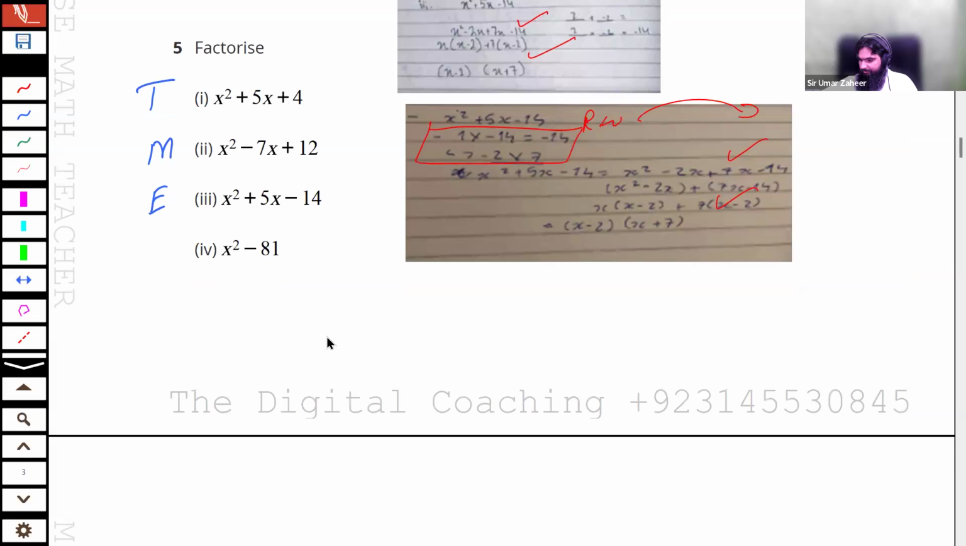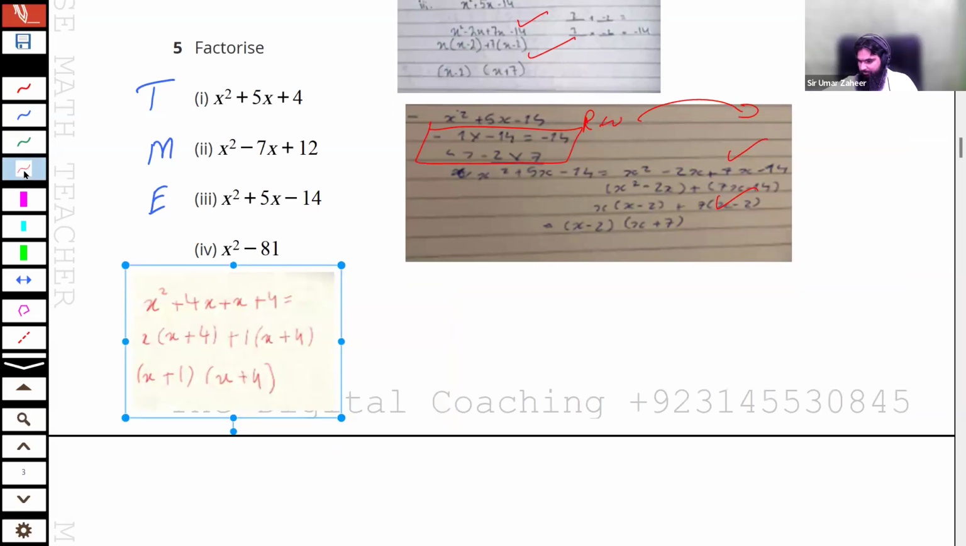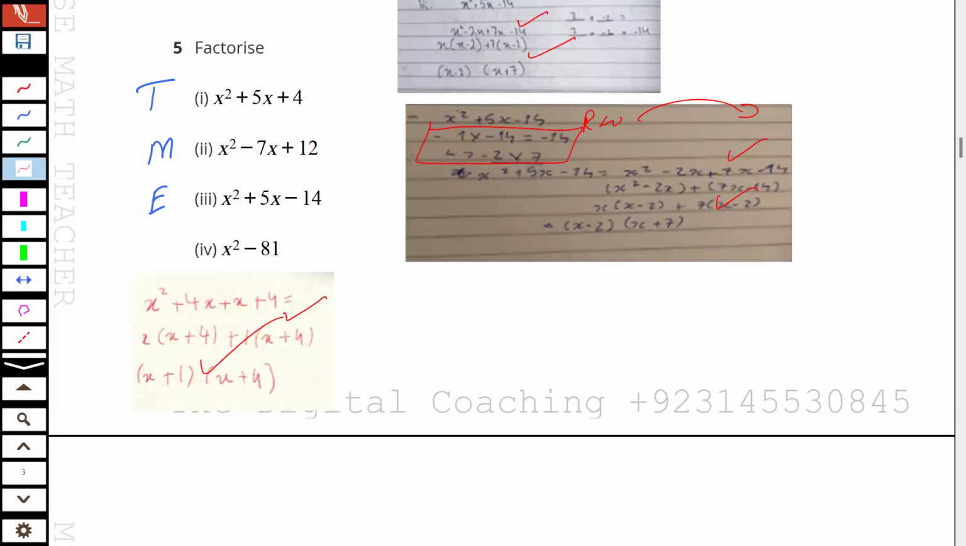All right, we have sent the question. We have 4x plus x squared, x is common: x into x plus 4. Yeah, that's correct. Yes, Mustafa, you are doing the second one. Sir, one second. I will do the second one.